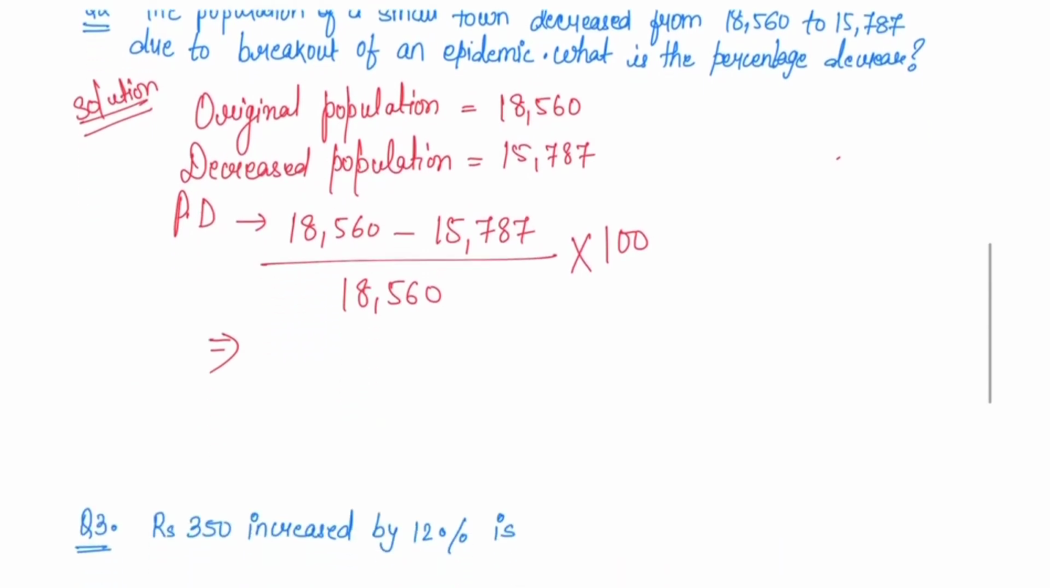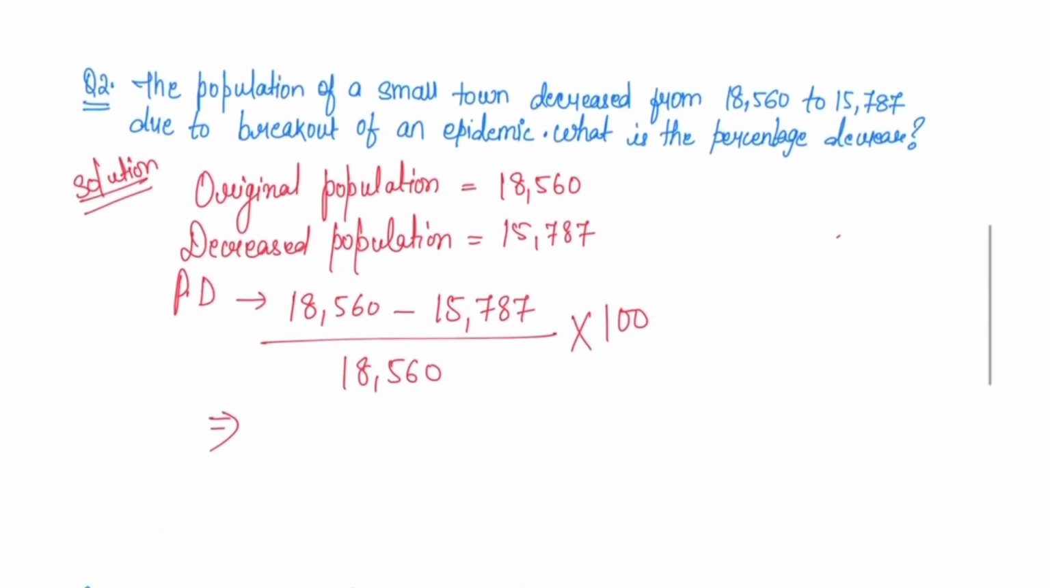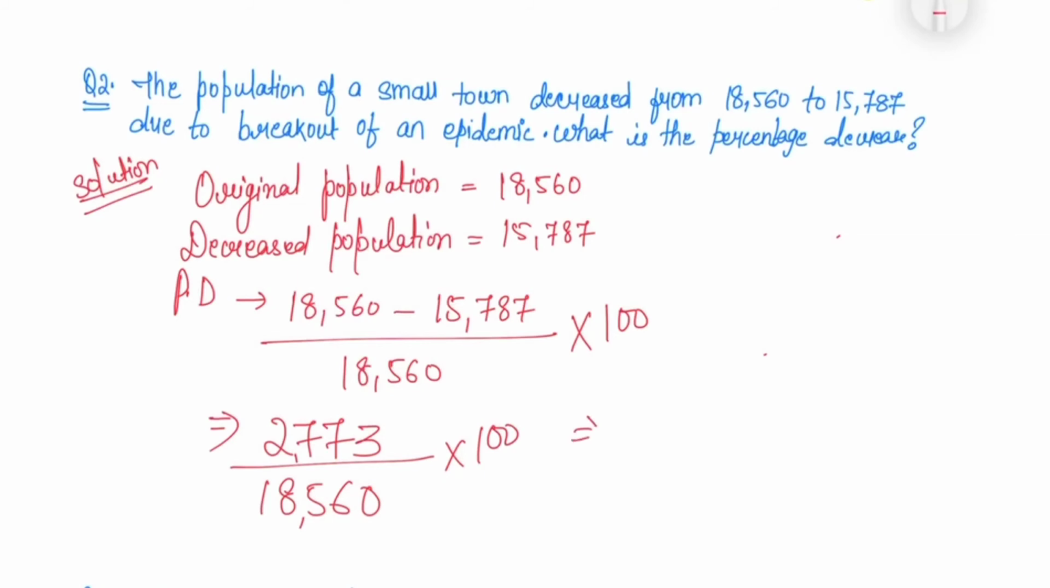Okay, now we'll just calculate the thing. So how much will it be? 18,560 minus 15,787 will be 2,773. Okay, when you calculate, you will get the answer. Then we'll just divide it by 18,560 and then we'll multiply it with 100. Okay, so now just do the calculation part.